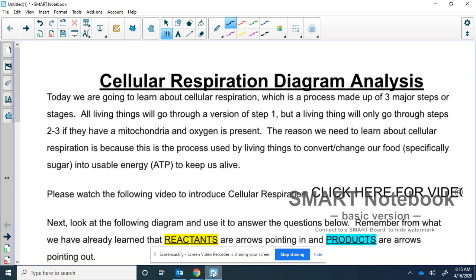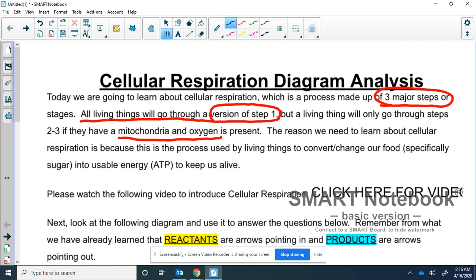Today we're going to learn about cellular respiration, which is a process made up of three major steps or stages. All living things are going to go through version or step one of this process. But a living thing will only go through steps 2 and 3 if they have mitochondria and oxygen. Mitochondria is simply where this process is going to take place. I'll show you in a second in the picture at the bottom. And oxygen is the gas that we breathe in.